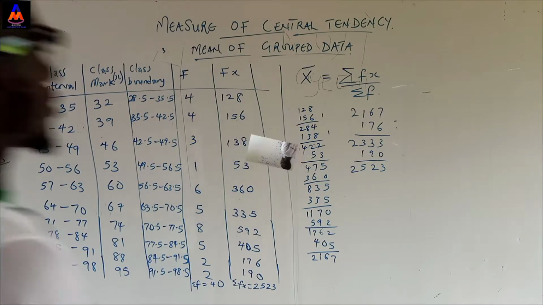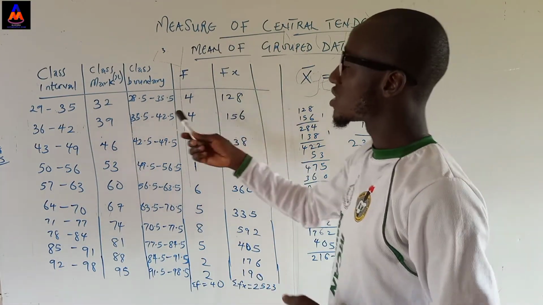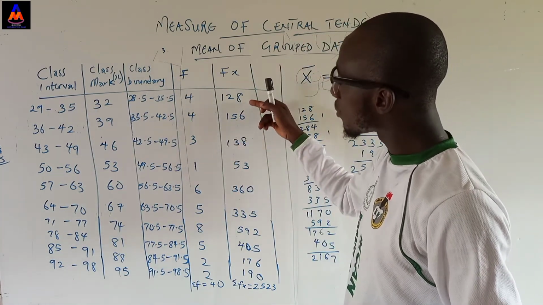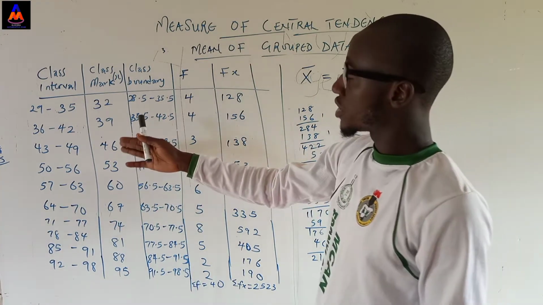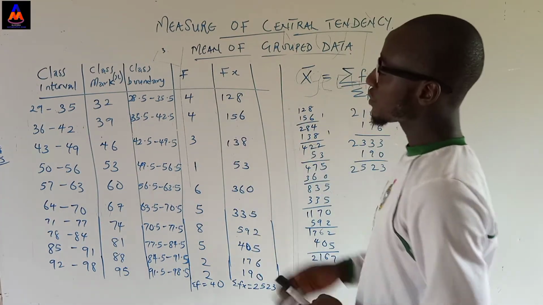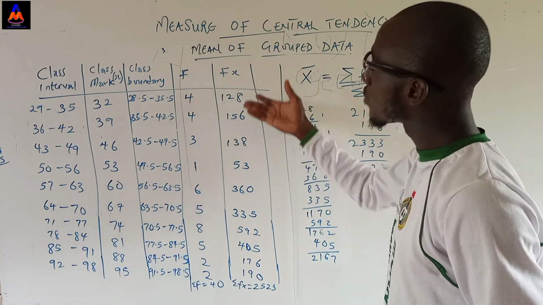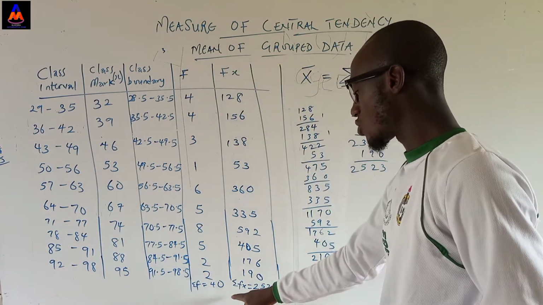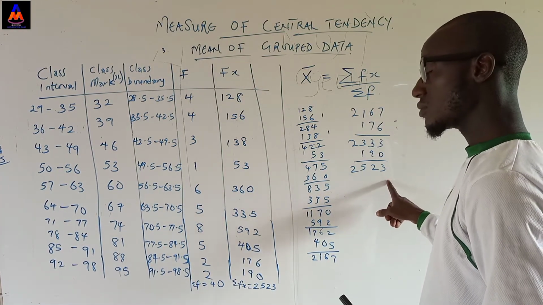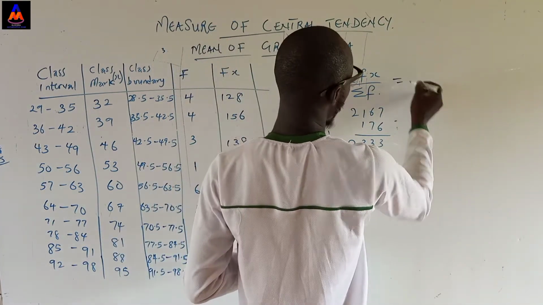In continuation with our manipulation, we want to get our fx, which is the multiplication of our class mark and the frequency. Each of the multiplications gave us this answer. You can do this on your own. 32 times 4 is this, 39 times 4 is this, and so on. Then after the multiplication of our class mark and frequency, we find the addition of this fx, which is summation fx, and that gave us 2,523.